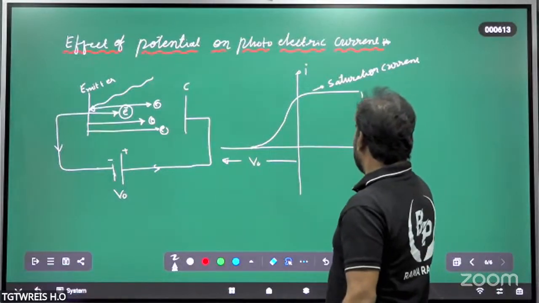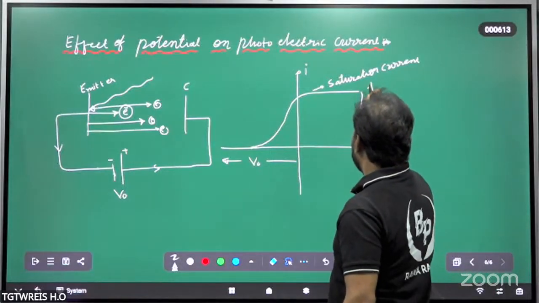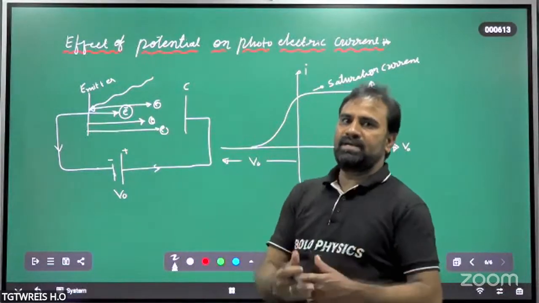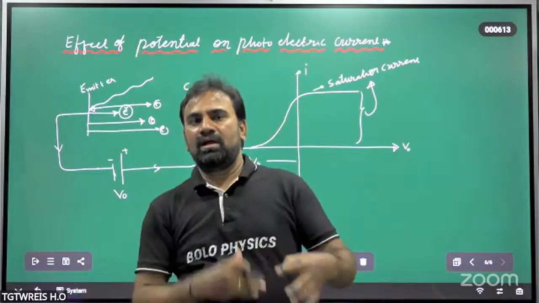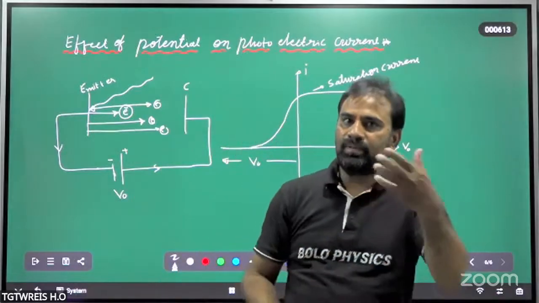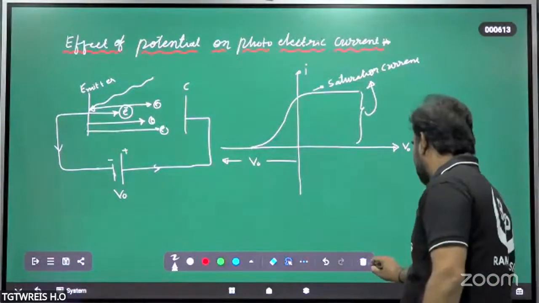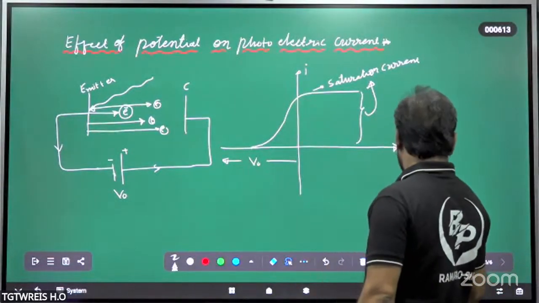This current is called the saturation current. So this experiment is repeated using higher intensities of light while keeping the frequency constant. Then the graph will be like this.